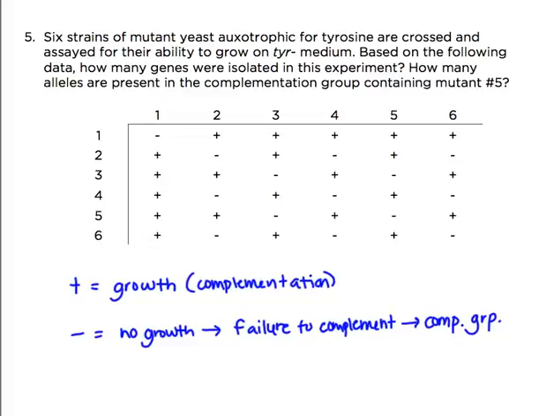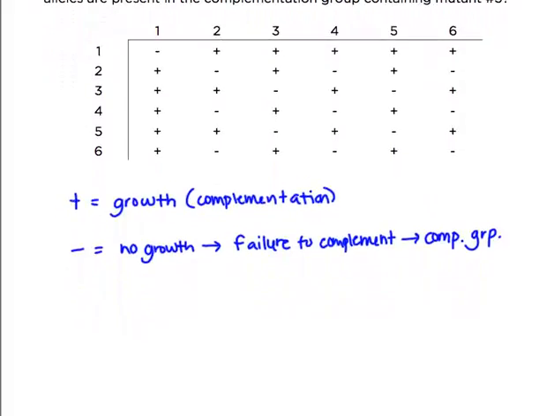So let's look and see if 1 fails to complement with anything else. If you look down or even across in the 1 column and row, you see that 1 only fails to complement with itself. So therefore, it complements with every other mutant, which means that it's alone in its complementation group. So 1 complementation group will be just mutant 1.